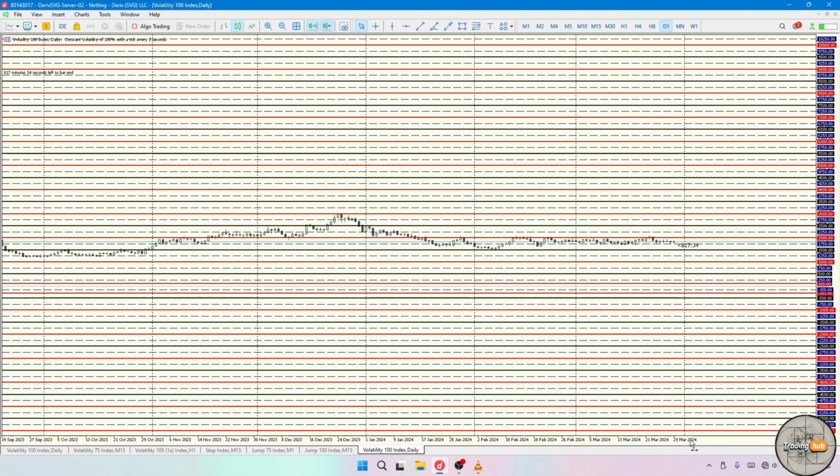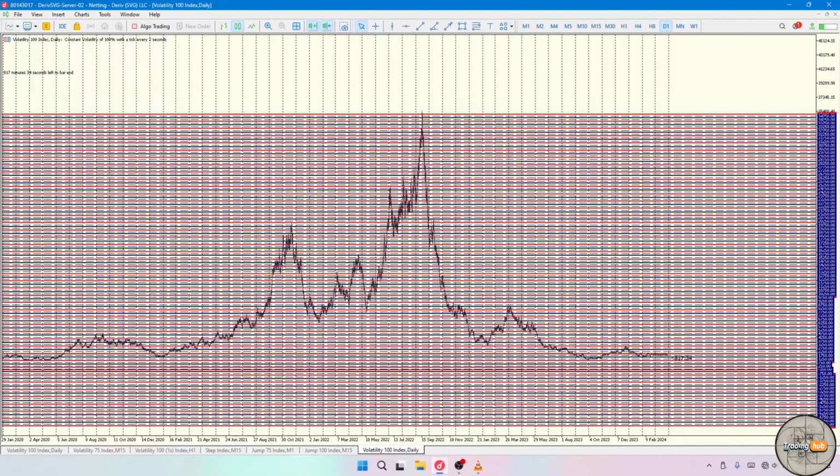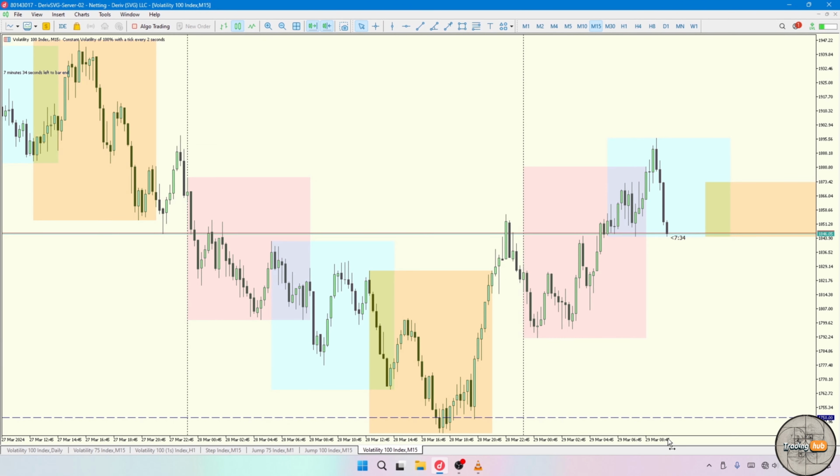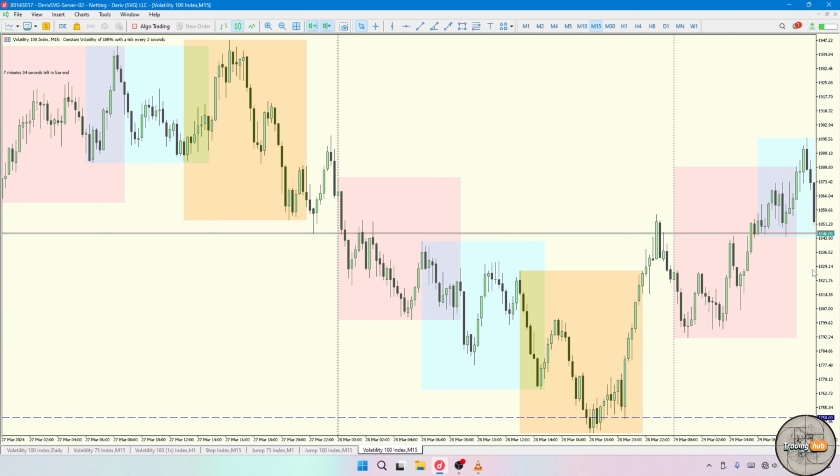Yeah guys, here's the final product. This is how they look. And then here's a pro tip. If you're trading on the daily, if you're analyzing on the daily, don't plot them on the daily, because the daily would be clustered with lines. You wouldn't see your candlesticks. You won't be able to analyze.